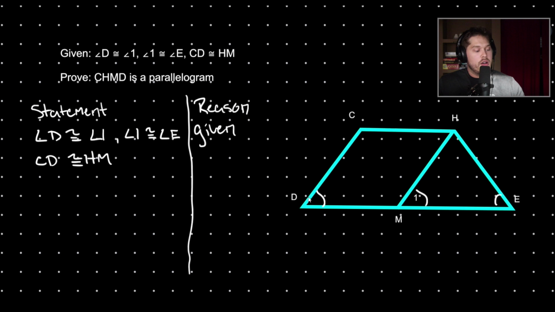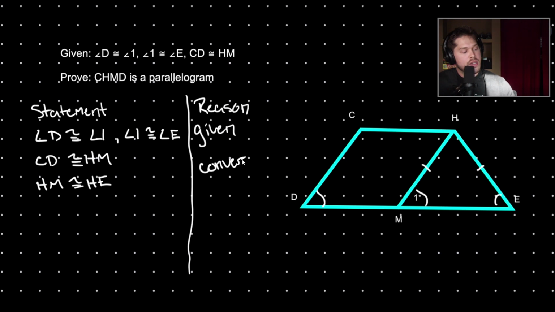What's the repercussion of these three angles being equivalent? Well, maybe not so much angle D, but angle 1 and angle E being equivalent tells us what? Well, it tells us that this triangle is isosceles. Therefore, HM is congruent to HE by the converse of your isosceles triangle theorem. So we know that HM is congruent to HE by converse of isosceles triangle theorem.